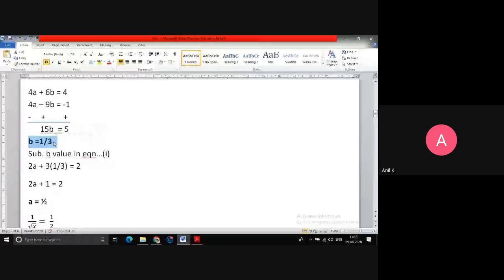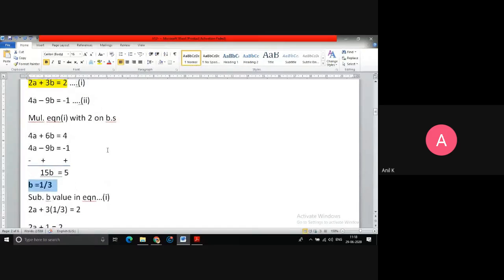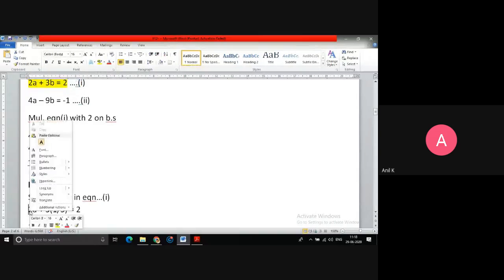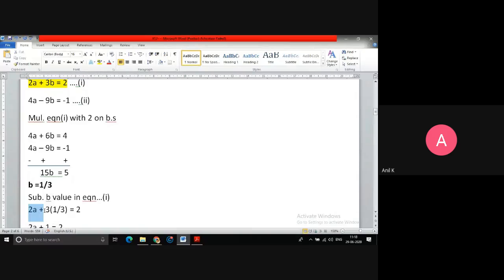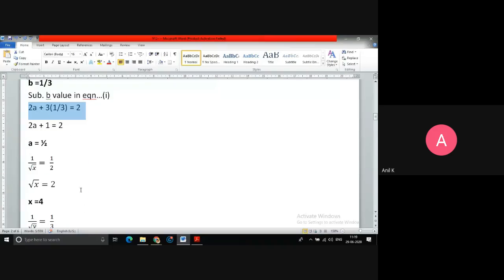Now you can substitute this B value in equation 1. What is your equation 1? 2A plus 3B equals 2. So I kept 2A as it is, 2A plus 3B, where B value is 1 by 3, equals 2. So I just substituted the B value in equation 1. Now here you can see 3 and 3 both will get cancelled. You will be left with 1. So 2A plus 1 equals 2. If I simplify this, I get A value as 1 by 2.